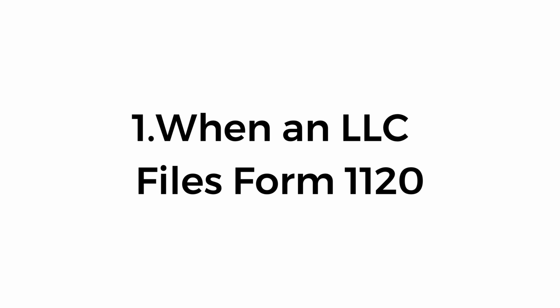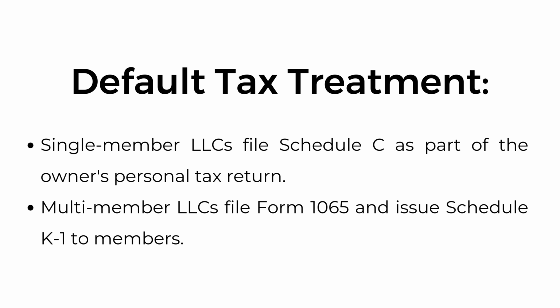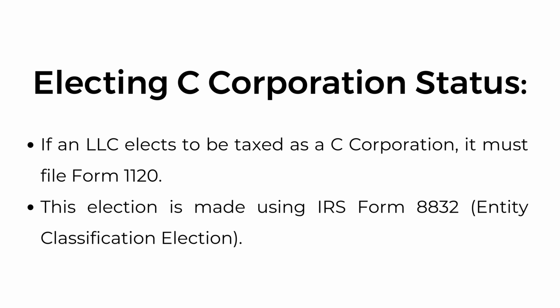1. When an LLC files Form 1120. Default tax treatment: single-member LLCs file Schedule C as part of the owner's personal tax return. Multi-member LLCs file Form 1065 and issue Schedule K-1 to members. Electing C corporation status: if an LLC elects to be taxed as a C corporation, it must file Form 1120. This election is made using IRS Form 8832, Entity Classification Election.